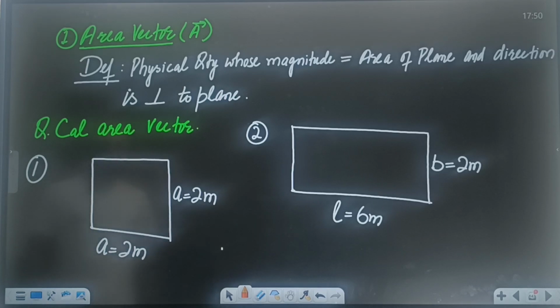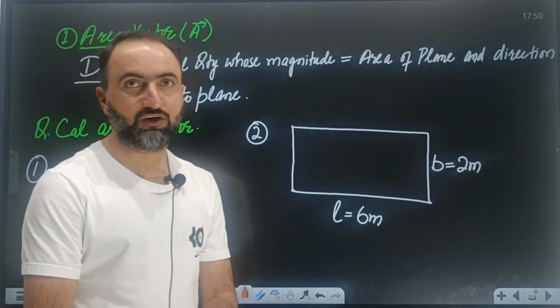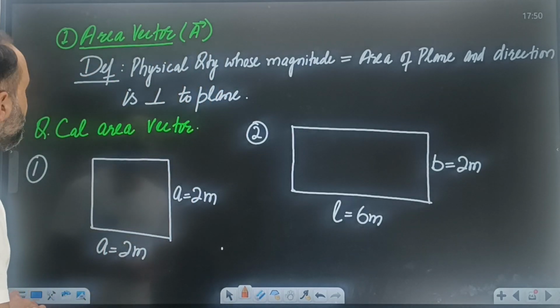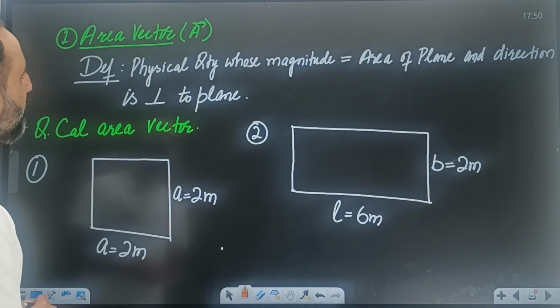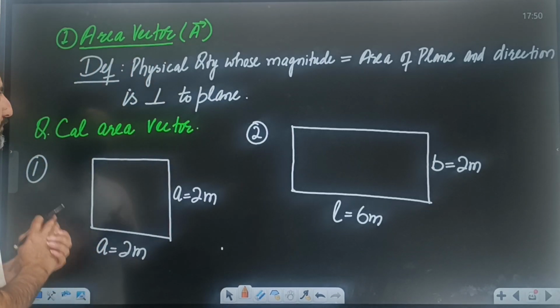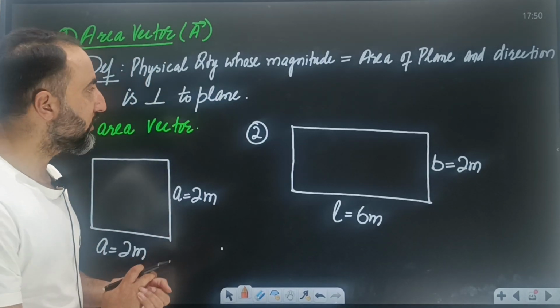So my first topic in Gauss's law is the area vector. It is an easy topic, so pay attention here. First and foremost, the definition of the area vector is that it is a physical quantity whose magnitude is the area of the plane, and the direction will always be perpendicular to the plane. To the plane. All right.